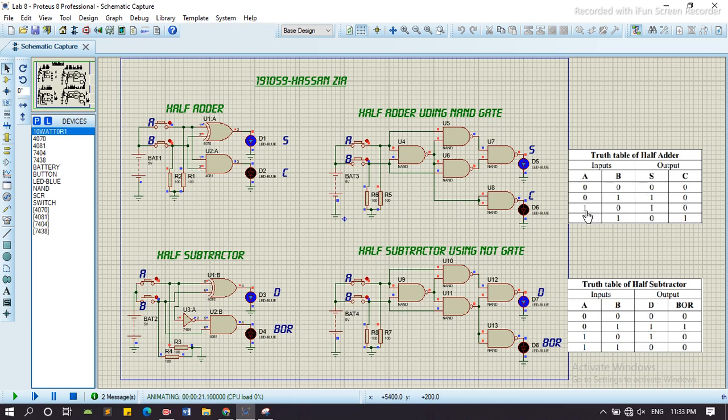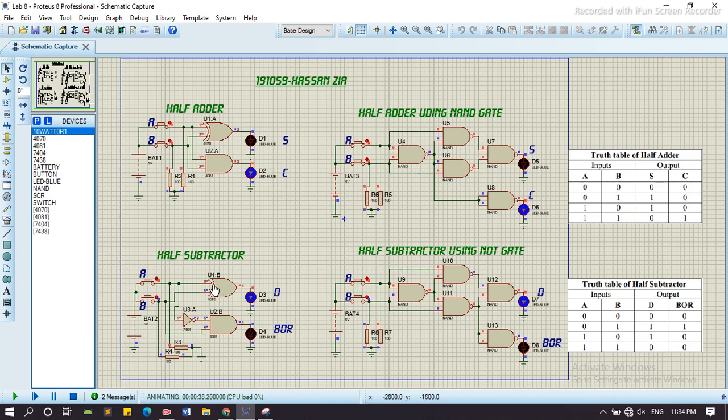Now when A is equal to 1 and B is equal to 0, similarly here A is equal to 1, B is equal to 0. Here again the sum is equal to 1 and carry out is equal to 0. Both circuits work similarly. When both A and B are 1 1, then the carry out is equal to 1 and sum is equal to 0. You can see that the truth table is verified by both circuits.